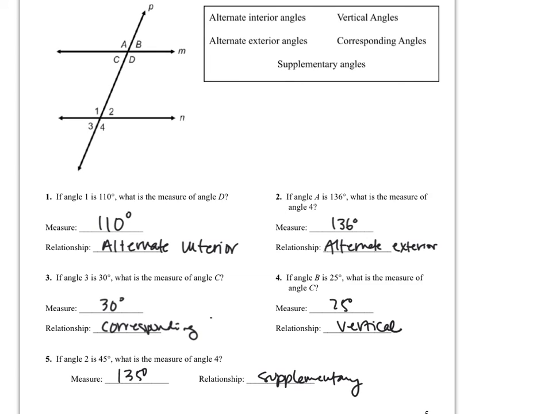So if angle 3 is 30 degrees, then C is also 30 degrees. They are corresponding. If B is 25 degrees, then C is also 25 degrees. They are vertical. And if 2 is 45 degrees, then 4 is 135 because they are supplementary, so they have to add to 180.